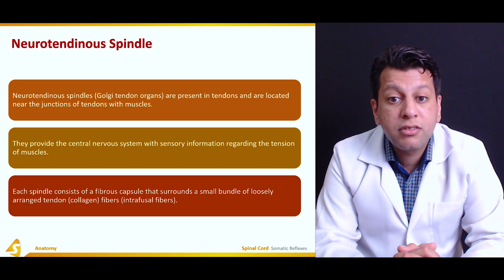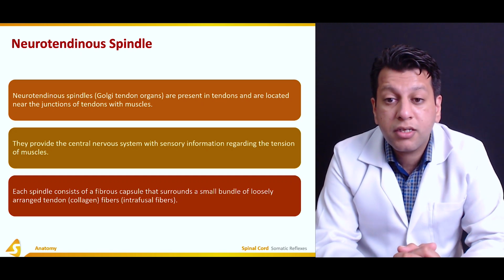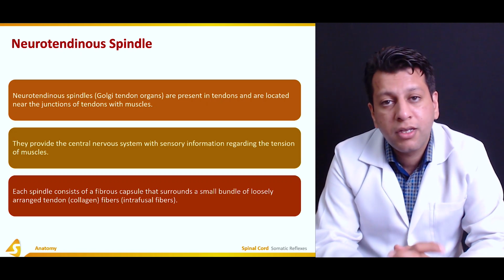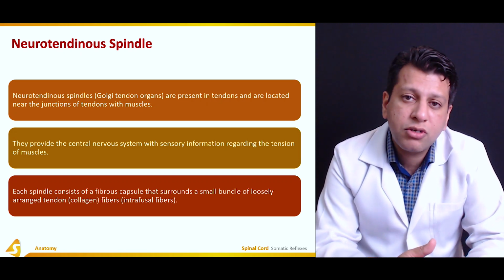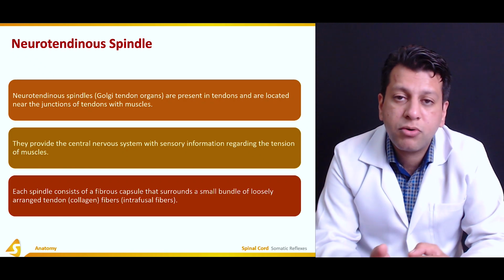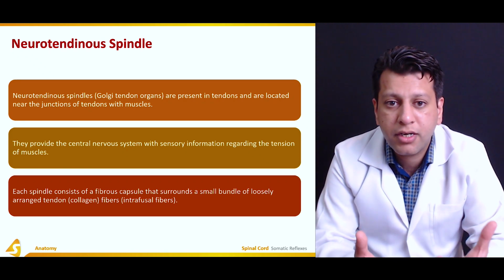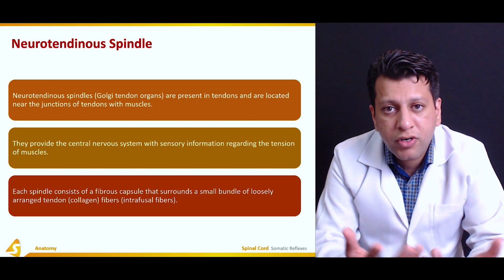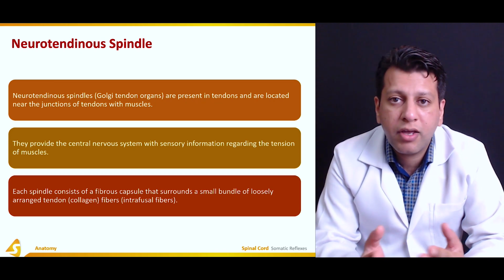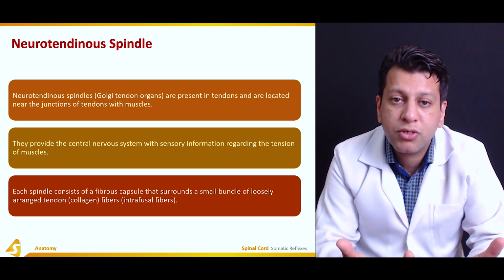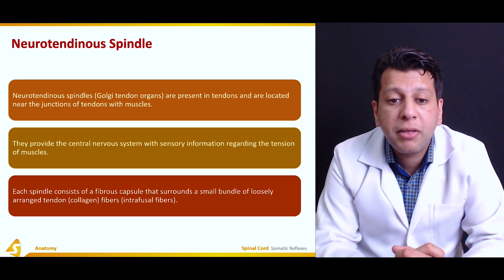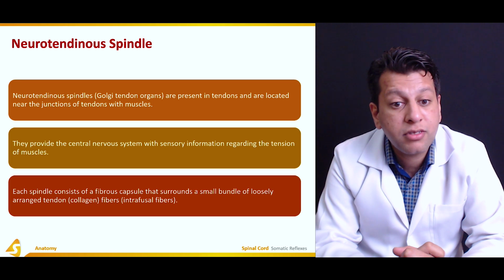Neurotendinous spindles, the Golgi tendon organs, are present in the tendon and are located near the junctions of the tendon with the muscle. Now, how does the muscle attach to the bone on which it has to act? By the help of tendons. So inside the tendon, you have neurotendinous spindles, and in the muscle, you have the neuromuscular spindles. They provide the central nervous system with sensory information regarding the tension of the muscles.